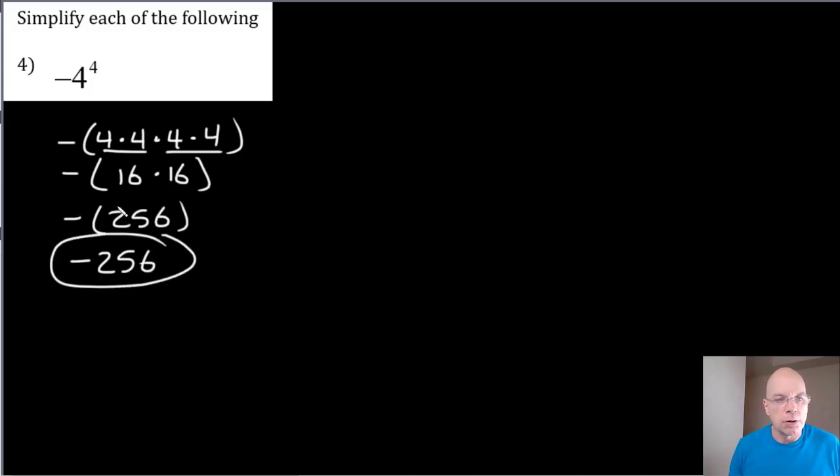If we incorrectly understood this base to be negative, we would end up with a positive result, but that would be incorrect. So that's just another reminder about how to interpret bases. In order for this base to be -4, the -4 would need to be in parentheses.